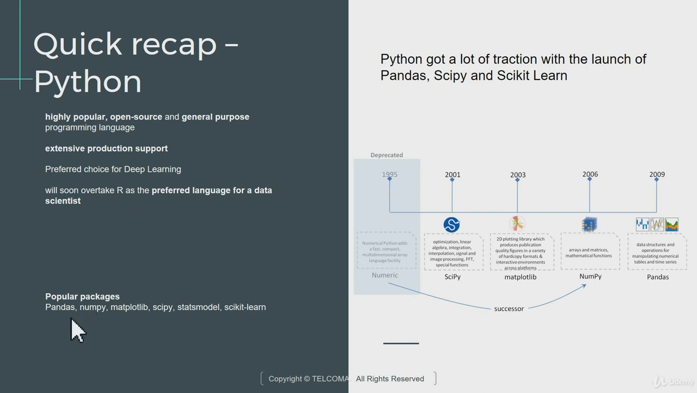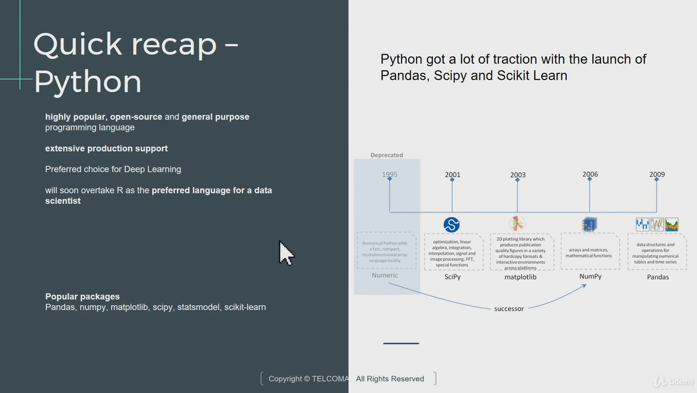Here are a couple of popular packages which actually made Python the preferred choice for machine learning in the early days. So Pandas and NumPy, these are packages where we have support for extensive data manipulation. Matplotlib, a library for extensive data visualization. SciPy, StatsModels, and scikit-learn, these are the statistical modeling and machine learning packages for Python.